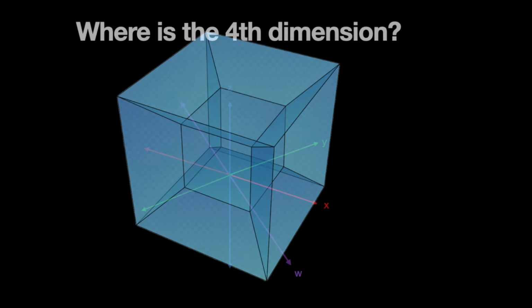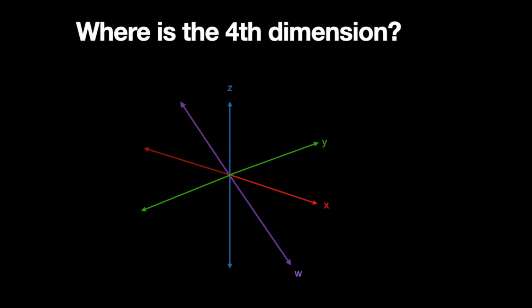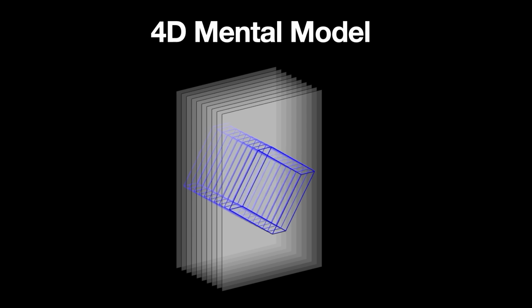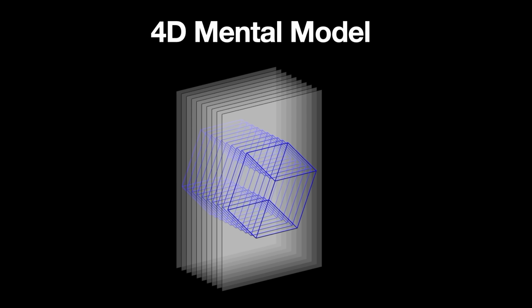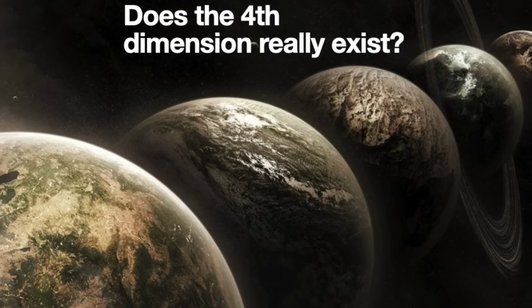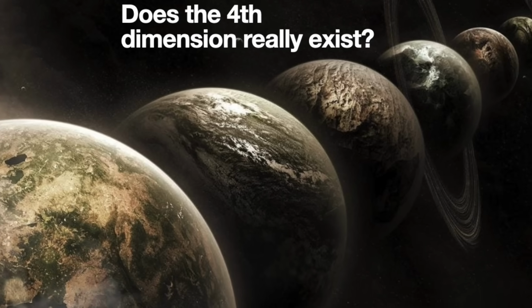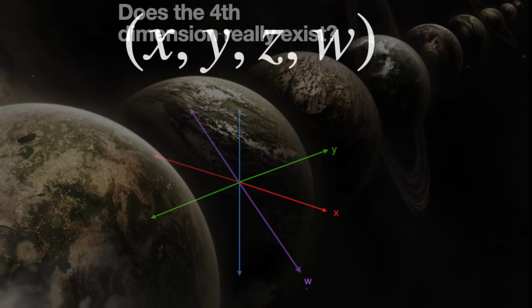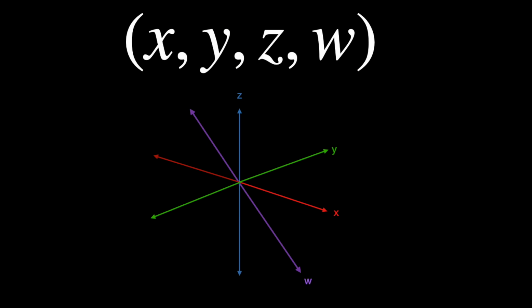All I want to do in this video is build up an idea of where a fourth dimension lies and what 4D space is. I'm also going to present a simple but versatile mental model of 4D objects that I've never seen anywhere else. One important point: the question of whether the fourth dimension exists in the physical sense is irrelevant. We will consider four dimensions from a mathematical perspective, not a physical one.